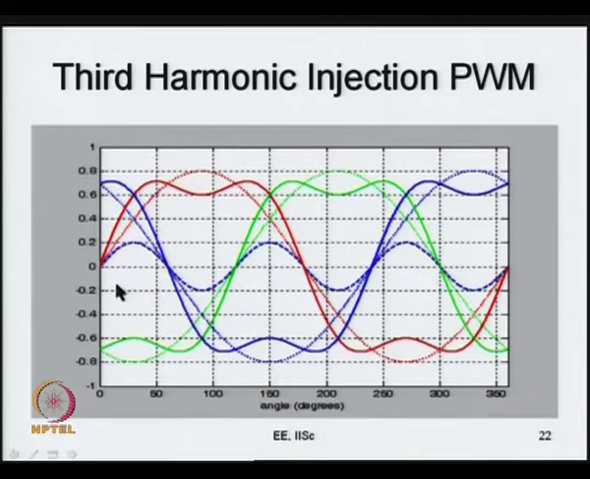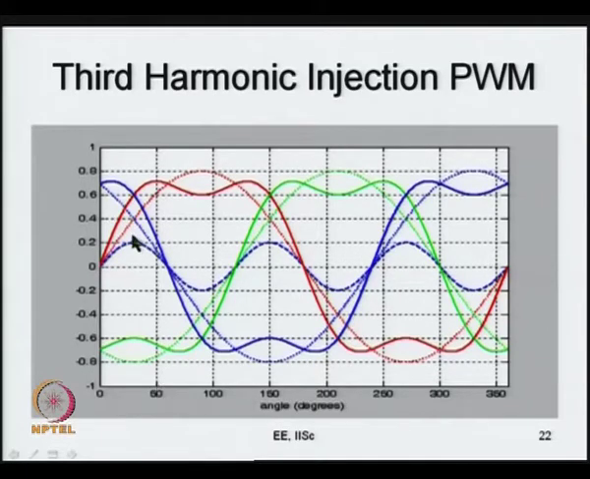So, what you can now do is add such a small amount of third harmonic there, and with this third harmonic addition, you get these signals, the red signal, and then you see this green signal which represents the yellow phase, and you see this blue signal that represents the blue phase. These can be compared against a common triangular carrier. You may say, what is the point in doing so?